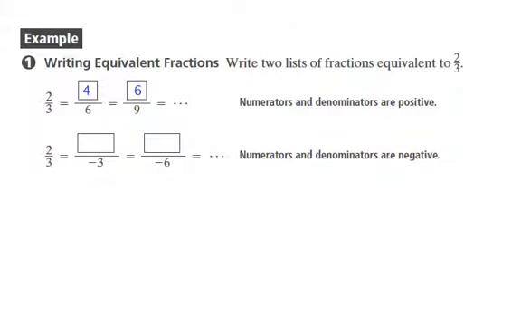Now let's take a look at the examples on the bottom. Now our numerators and denominators are both going to be negative, because to change 3 into negative 3, you're going to multiply by negative 1. So 2 times negative 1 is negative 2. So we end up with the ratio negative 2 over negative 3, or the fraction, negative 2 over negative 3. For the other example, we have 3 turning into negative 6. That would be multiplied by negative 2. 2 times negative 2 is negative 4.